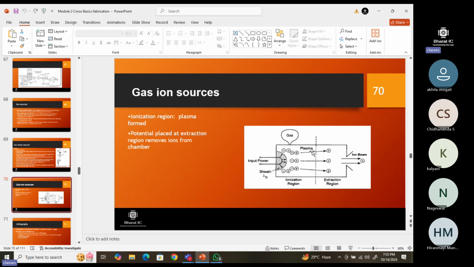If you see this chamber, gas is coming from the top and input power is given here, due to which it creates a plasma. This is the ionization region, this is the plasma. Here it generates ions, a beam. A thin tip will be there, like that of the metal one, that will generate the ion beam at a very precise point. This is how the gas ion source works, and this is how the metal ion source works.